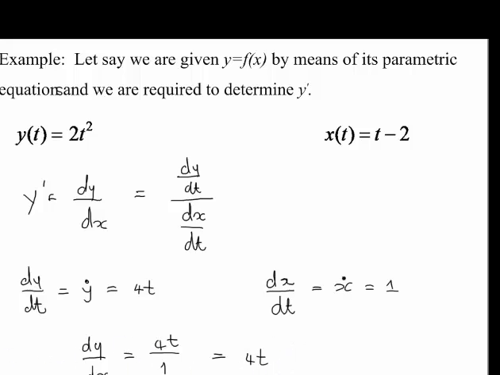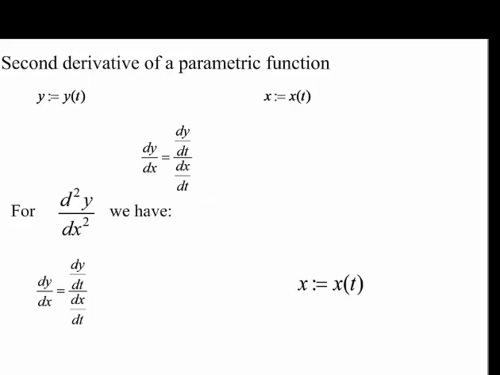Now, let's proceed with the following. Let's say we want to calculate the second derivative of this parametric function. In other words, we're now searching for the second derivative d squared y over dx squared. For that, we will have the following. For the first derivative, the function will go to y in terms of x, the parametric equation, and here we've got x in terms of x.